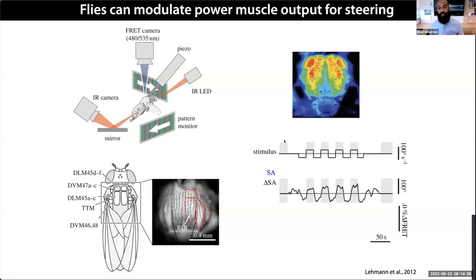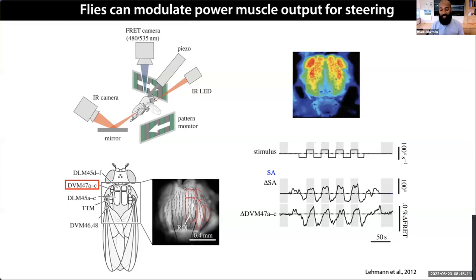And what you see is that if you present a visual motion stimulus where the world is moving back and forth in front of the animal, this is the stroke amplitude. And so the fly, as you'd expect, is steering, right? Now, they're recording from the muscles that are flapping the wings, and you can actually modulate their power. So even though these muscles are on a low-level CPG and are really just about power, they can still modulate their output for steering, right?